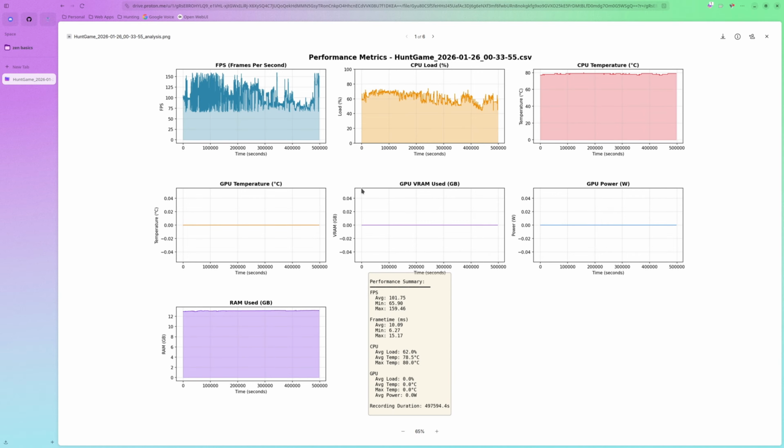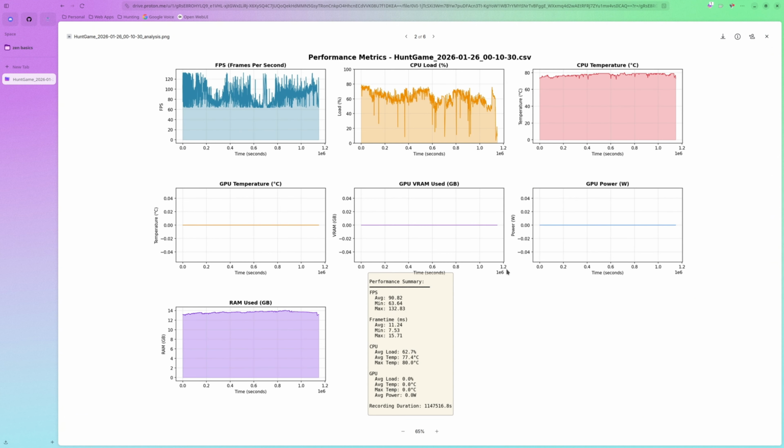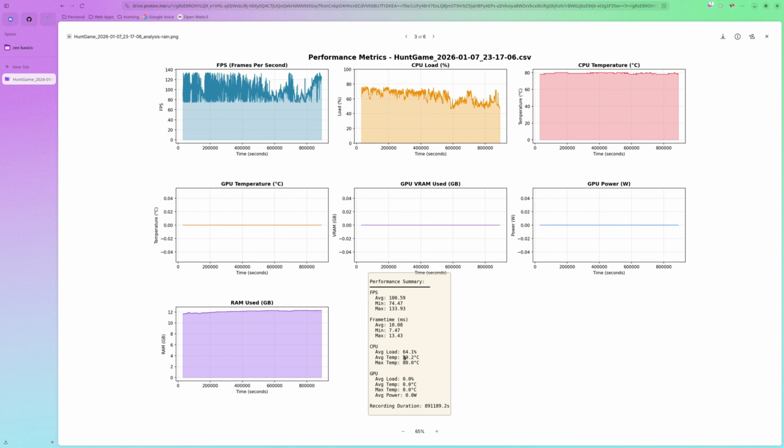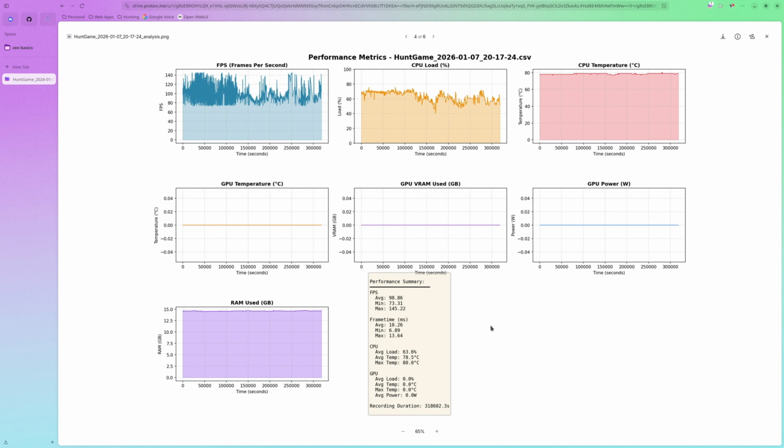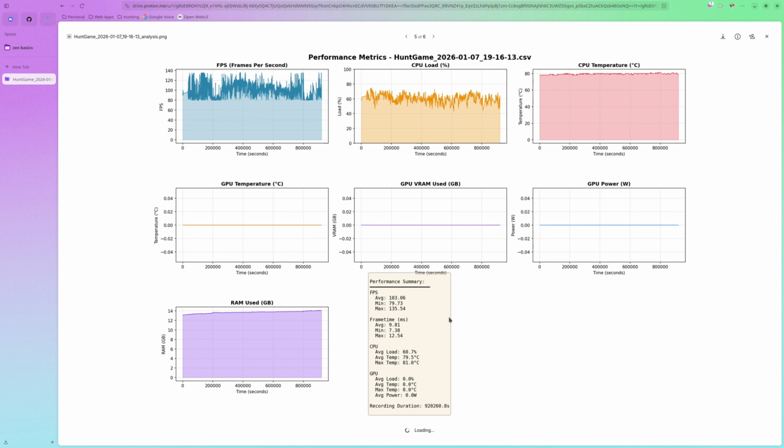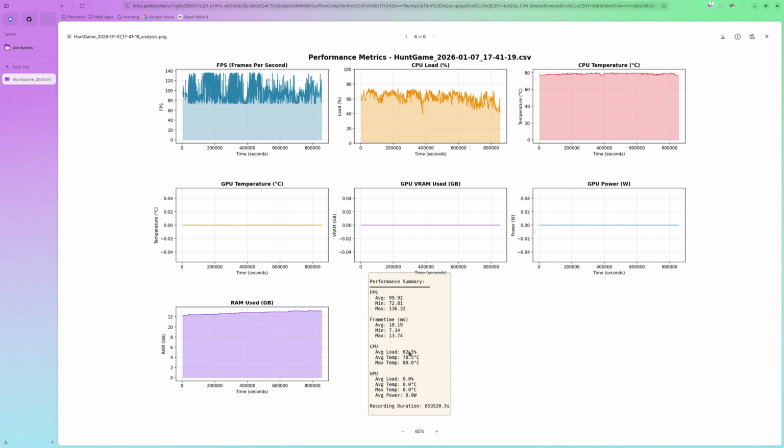All right, here we have an average of 101 FPS and CPU load of 62%, average of 90 and 62, average of 164, average of 98 and 63, average of 103 and 60, an average of 99 and 62.